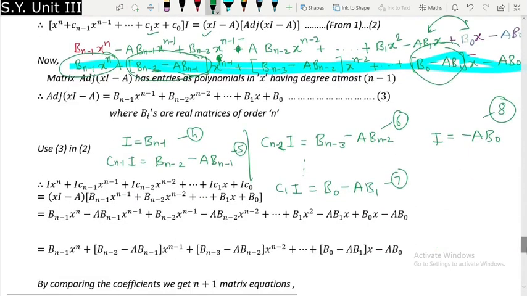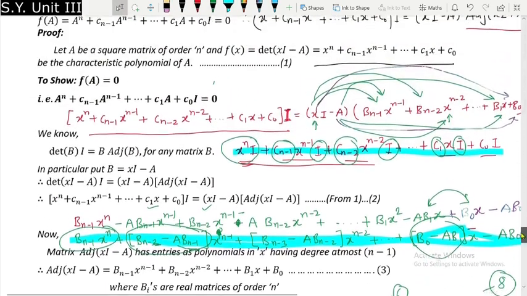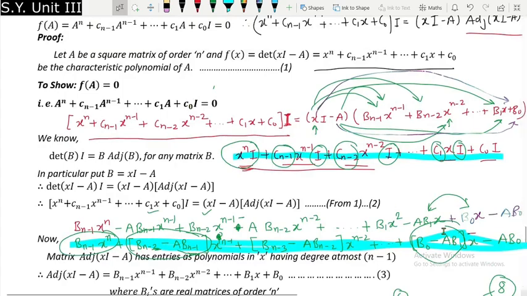So over here the missing term is the missing number, I will say it is C naught. So you are supposed to multiply this 8th equation by I, and if you multiply it by I, you will get C naught I at last, and that is what we want.